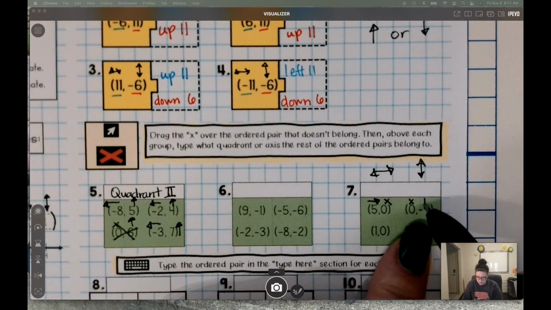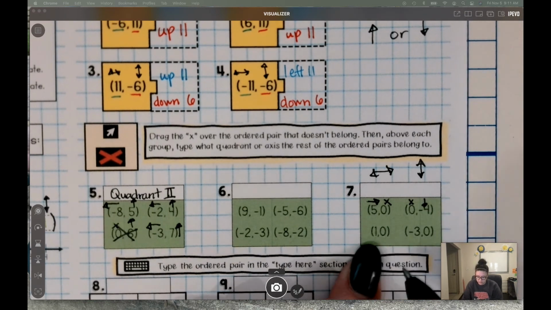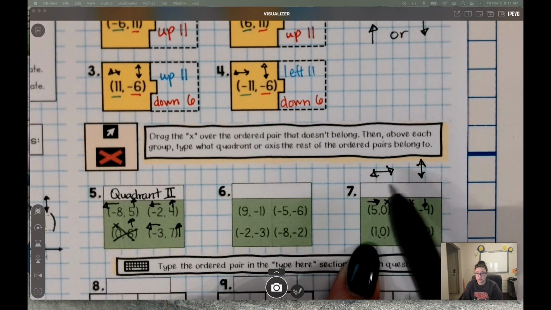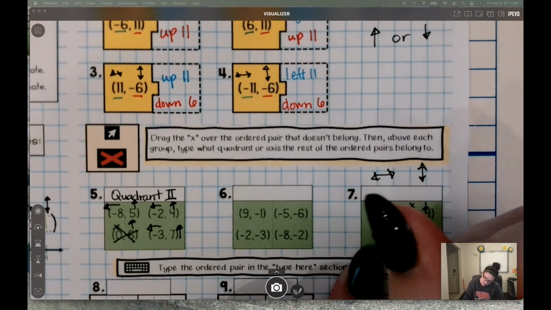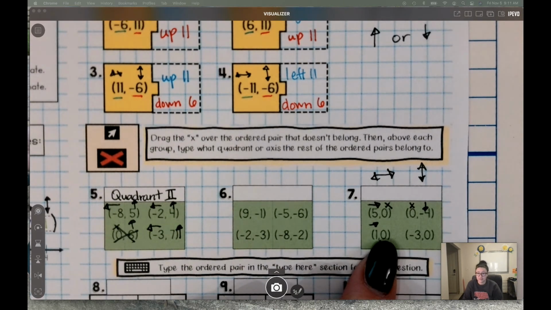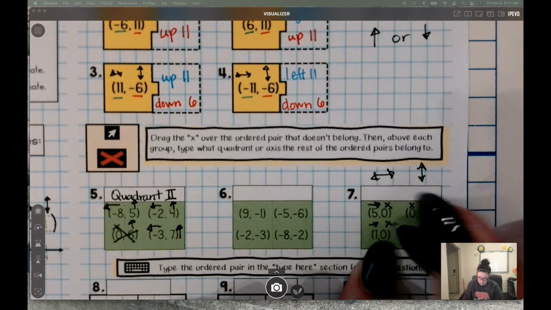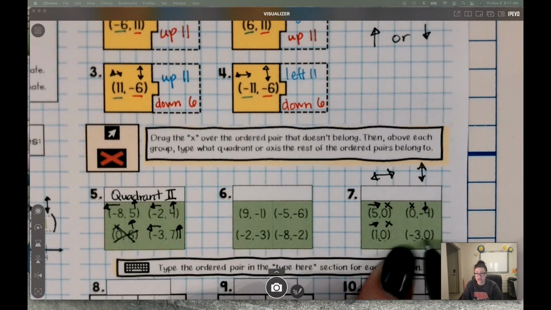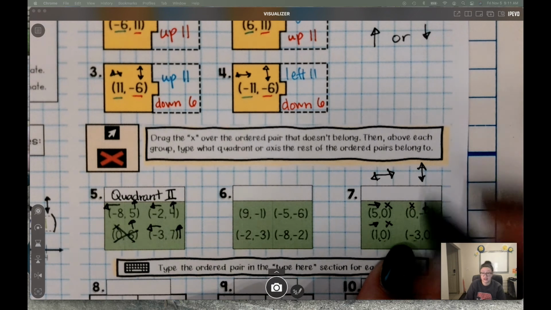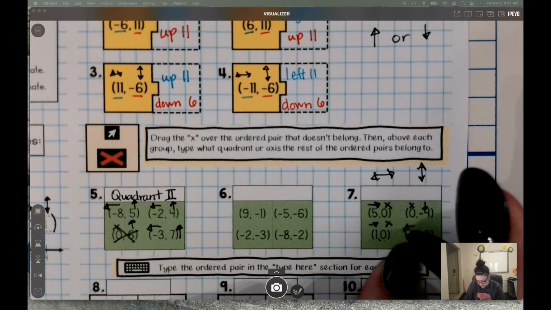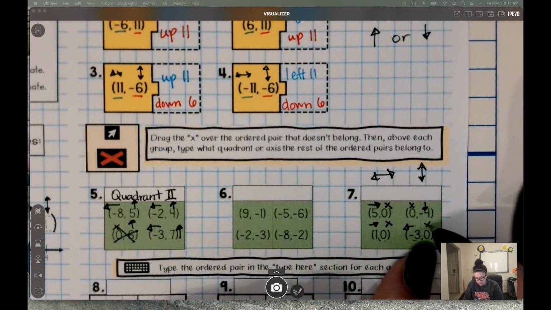What direction would be -4? Down 4. Here I have 1, 0. So what direction would I go 1? I go to the right 1 because it's positive. And then 0. Do I go anywhere with 0? No. Then I have -3, 0. What direction would we go -3? We go to the left 3 because it's negative, and then 0, we don't go anywhere.